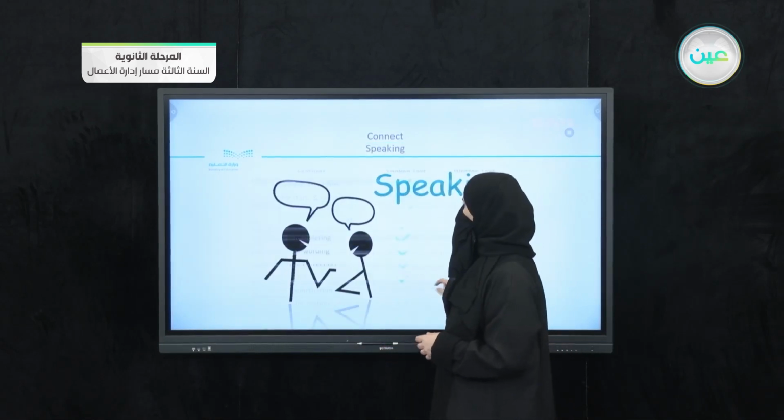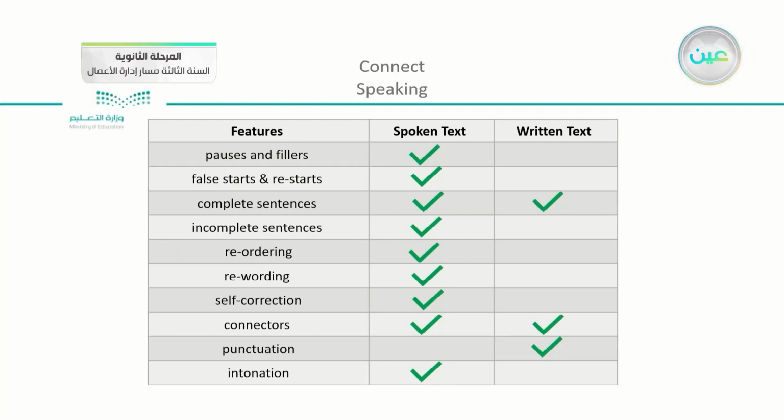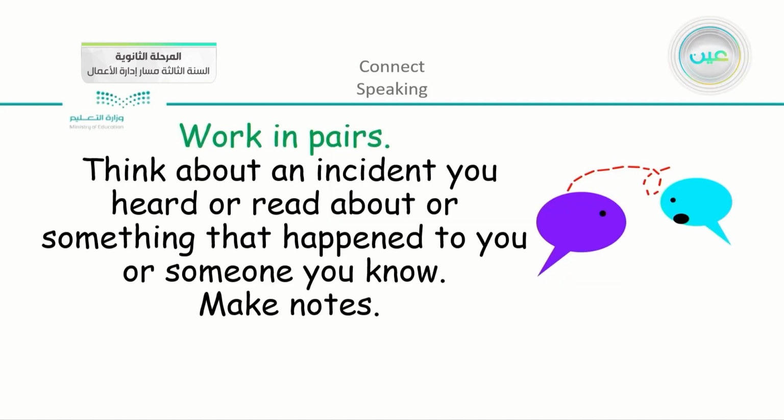Now, what did we have here? We had the table, which we did together in the last lesson, the features. Of course, we have different features that can be applied within spoken text or written text. I asked you to work in pairs. Think about an incident you heard or read about, or something that happened to you or someone you know. Make notes. Do you remember the incident about the ATM, about the card, and when the person forgot the money in the machine and so on?